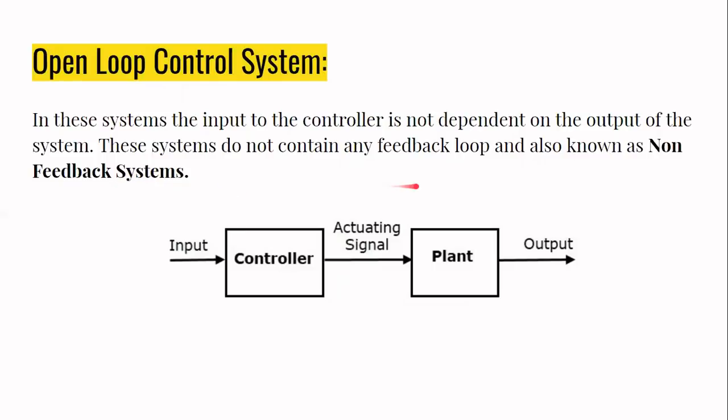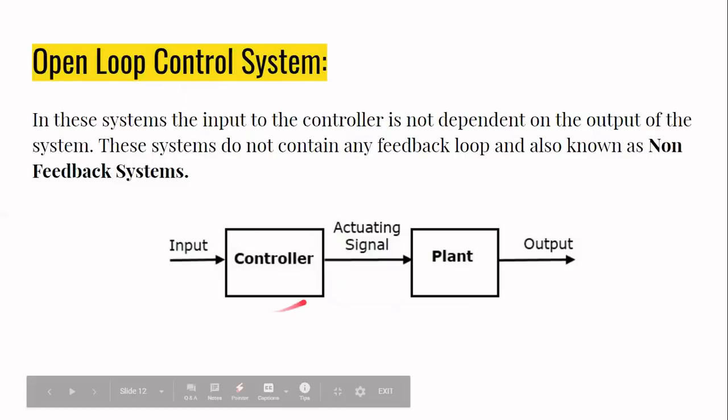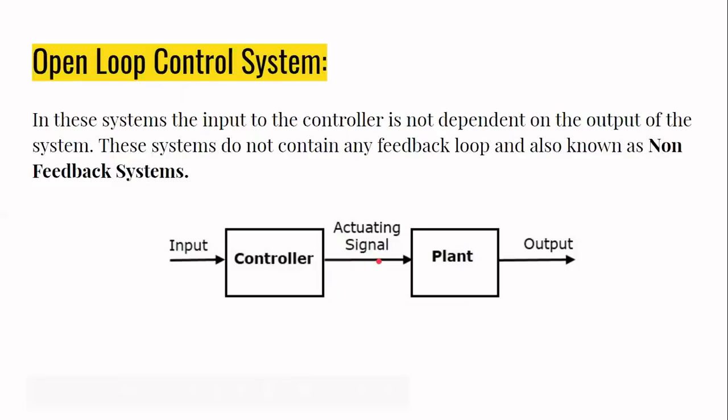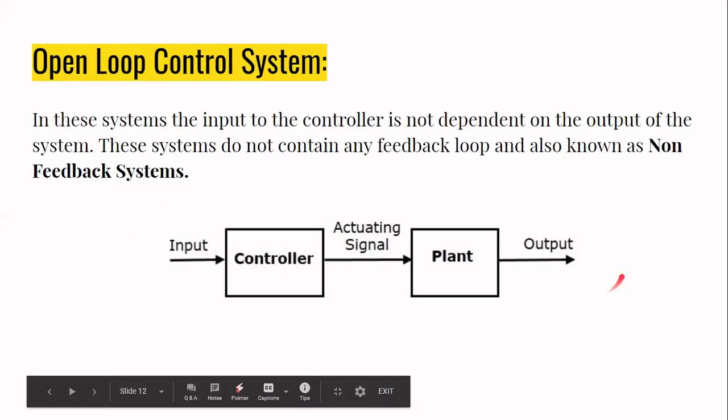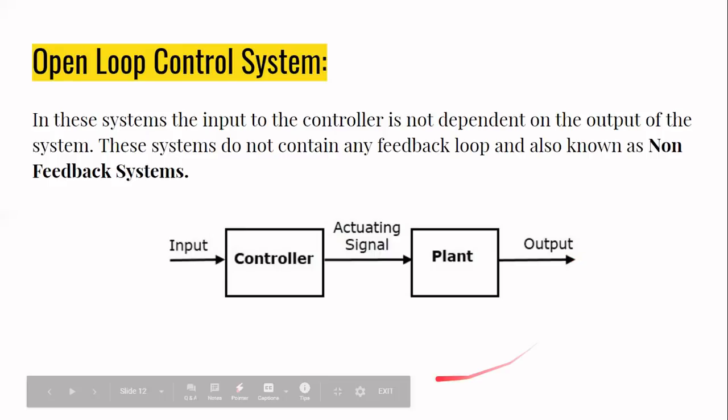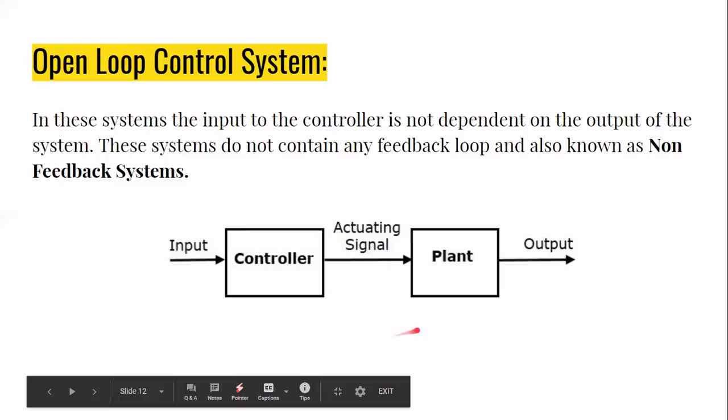So in open loop control system, the input will be given to the controller. The controller will generate the actuating signal. This actuating signal will be fed to the actuators. These actuators will perform action on the plant, and the output of the plant will be the output of the open loop control system. So here we can see the output is not fed back to the input. So there is no feedback path. So this is an open loop control system.